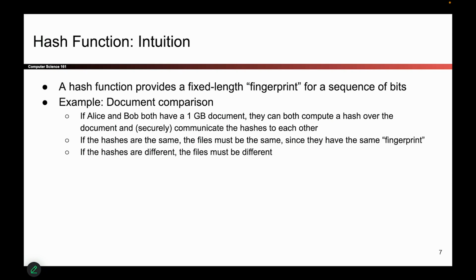So instead, what they could do is they could both compute a hash over the document offline without wasting internet bandwidth. Alice computes the hash, that's a fingerprint over the document. Bob computes the hash, that's another fingerprint over the document. And then instead of sending the whole document over the internet, they just have to send the hash over the internet, which is a much smaller value, like 128 bits. And if the hashes match, then the files should be the same because they have the same fingerprint. And if the hashes are different, that means that the files must be different. Remember, hashes are deterministic. So if you hash the same big document twice, you ought to get the same fingerprint. So that's one way of thinking about what the hash function does and why it's useful.